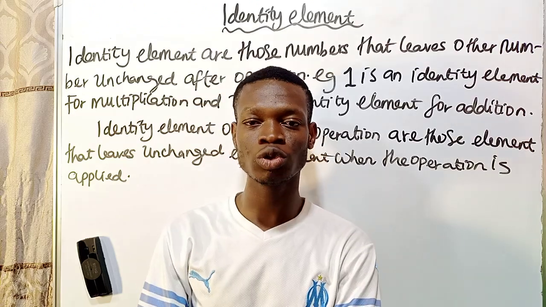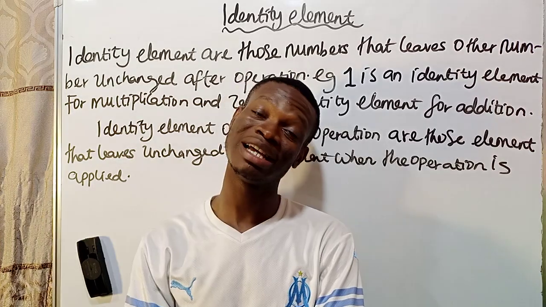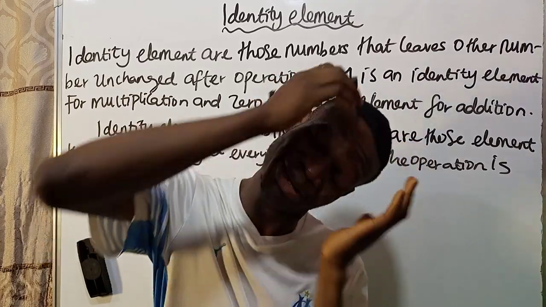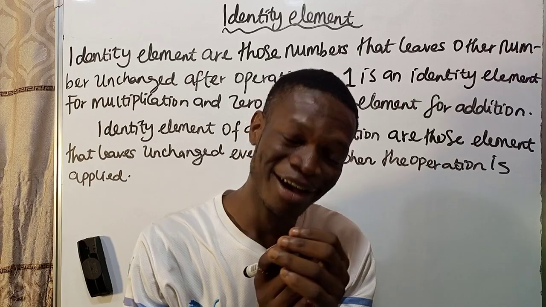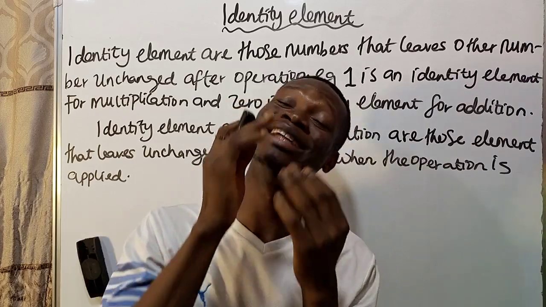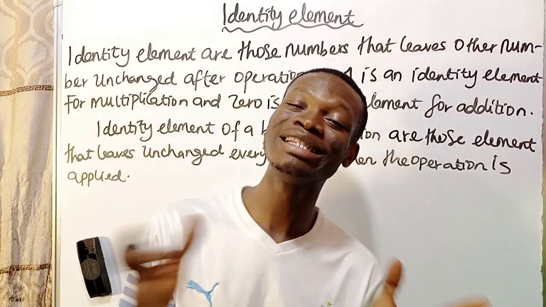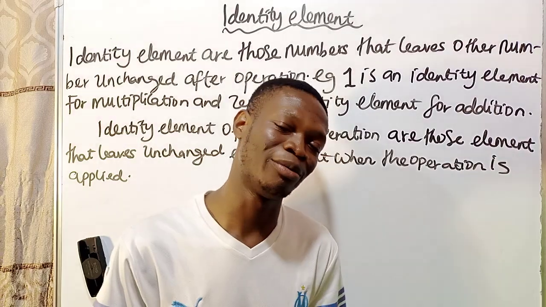Anyways, there are people that are not identity elements. People that, when they want to copy, will even drag your hand, bend your head like this, or pull it like this so that they will see, or even shift your body. So those people are not identity. Identities are those numbers that leave another number unchanged after an operation.